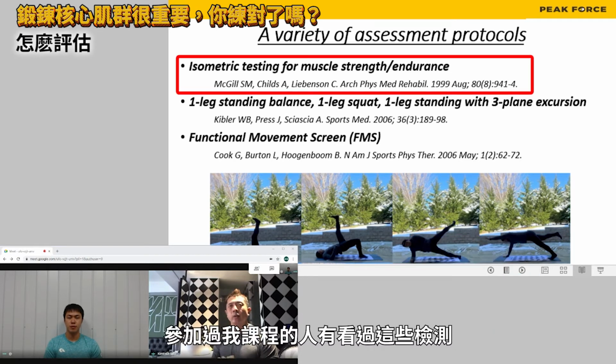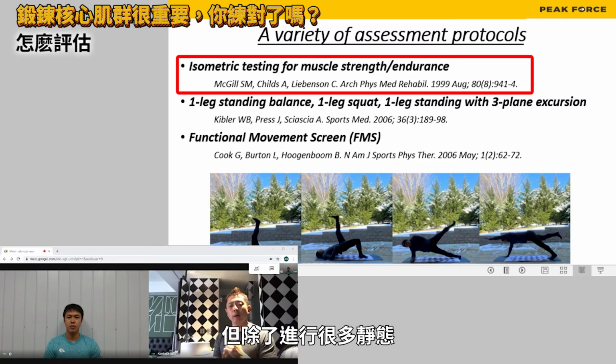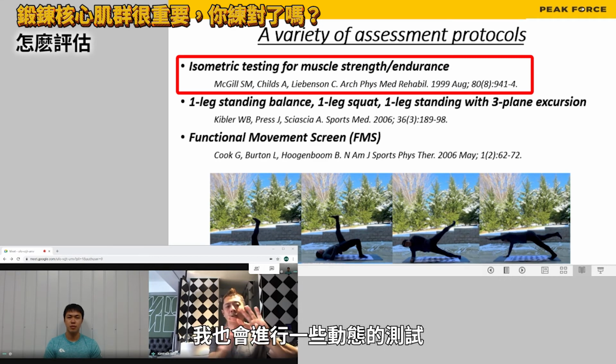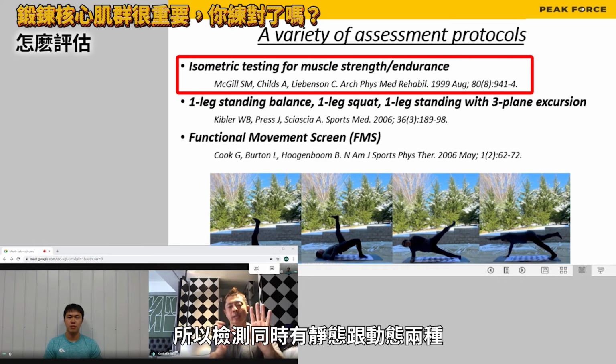And I think people who have attended my course have seen those kinds of assessments before, but I like doing a lot of static, stationary, isometric testing. And then I also like a little bit of dynamic testing, so both a static and a dynamic pattern.